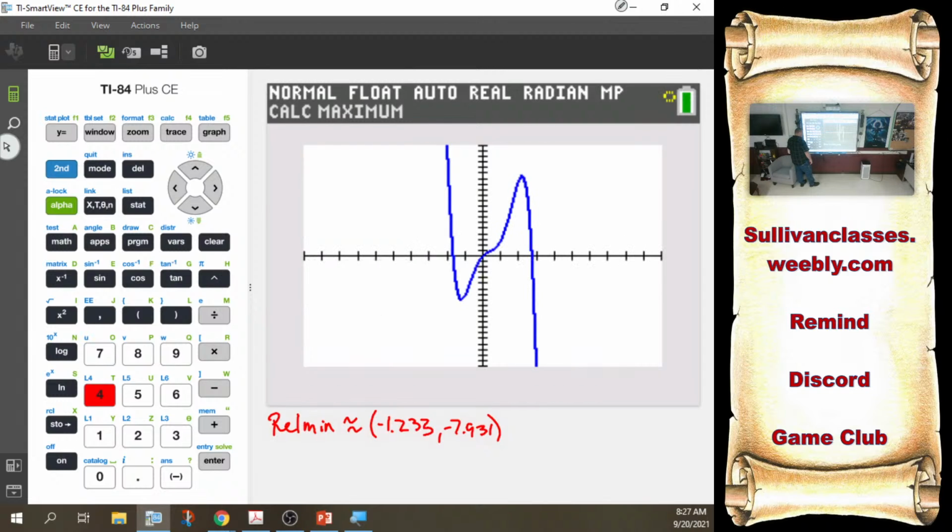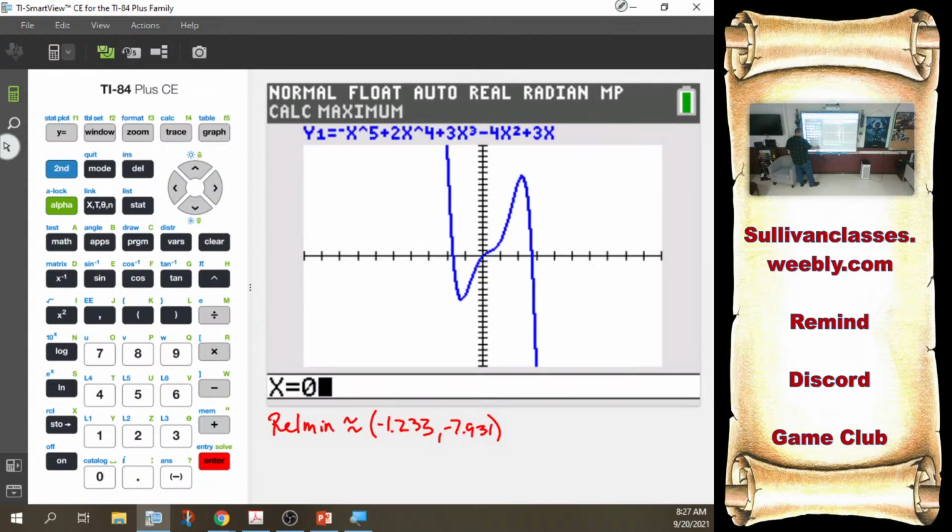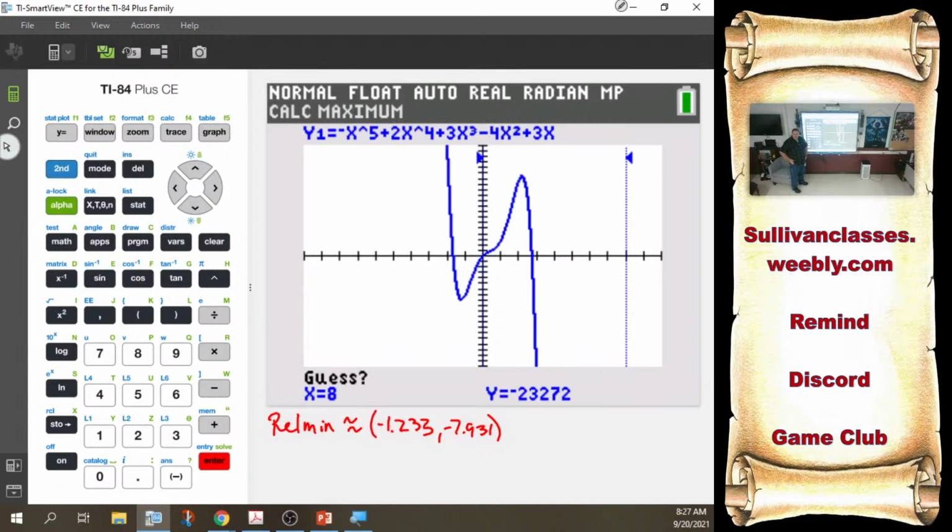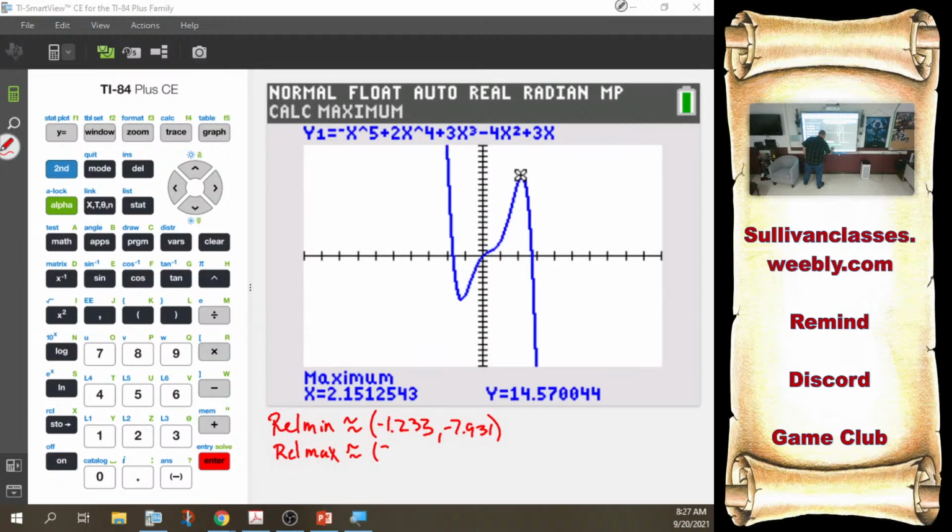Do it again. Calculate. Maximum, somewhere between 0 and 8. Right? Doesn't matter where I put them as long as they're in that area. Wow. Oh. Another relative, this time maximum. This one's at 2.151, 1457.